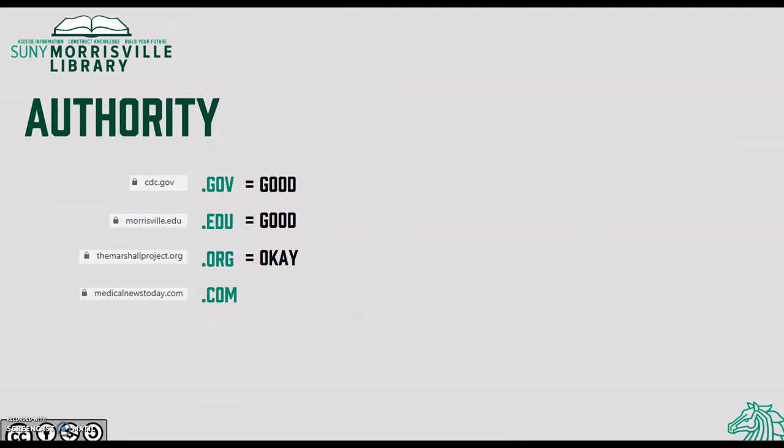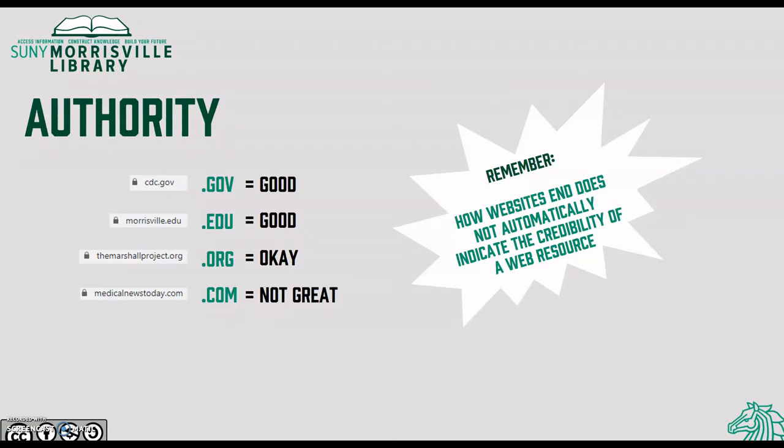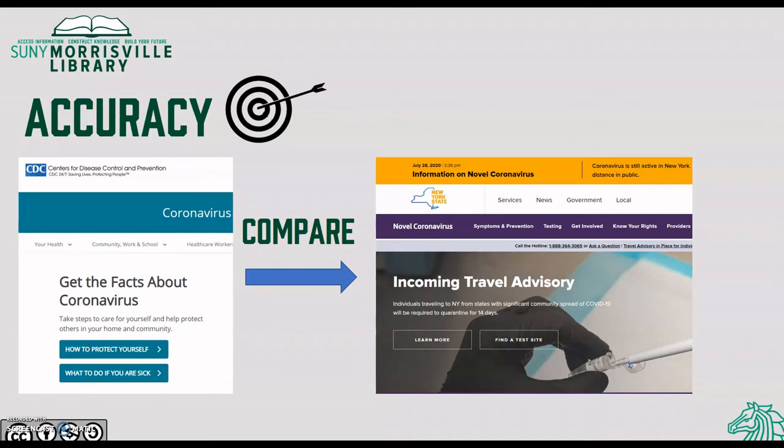.com sites are commercial and are usually not the best for college-level research. Remember, how websites end does not automatically indicate the credibility of a web resource, so be sure to evaluate a website fully. With accuracy, you want to look at the correctness of the information being provided. Look to see if the information indicates where it came from. Does it have a bibliography? Verify that the information is the same on other sources. You want to look at page content as well, such as grammar or punctuation mistakes, or to make sure that links on the site work.